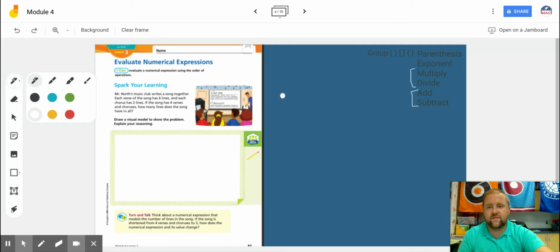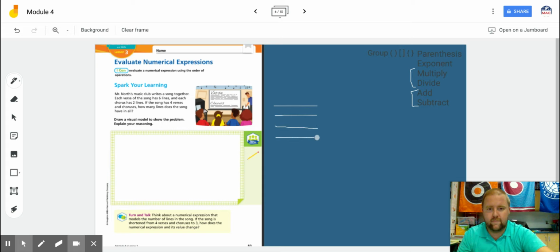If the song has 4 verses and choruses, how many lines does the song have in all? Okay, so each verse has 6 lines. So that's 1, 2, 3, 4, 5, 6. And each chorus has 2 lines. So there's our picture to represent the verses. And I'll put a little V here.